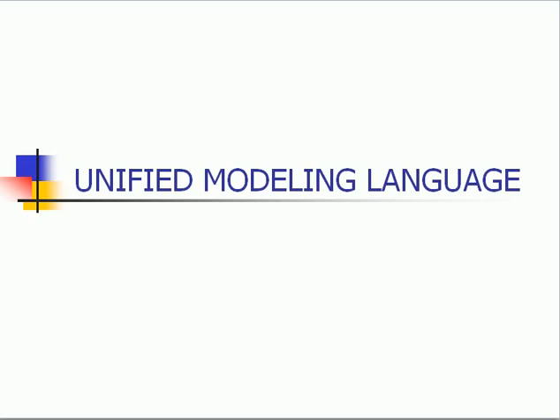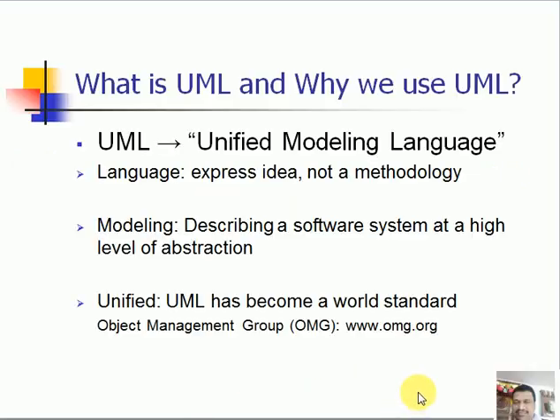Today we are going to discuss the Unified Modeling Language in OOAD. What is the use of Unified Modeling Language and what are all the types? First, what is UML and why do we use UML? UML is a Unified Modeling Language which expresses the idea and is not a methodology. It describes a software system at a high level of abstraction.